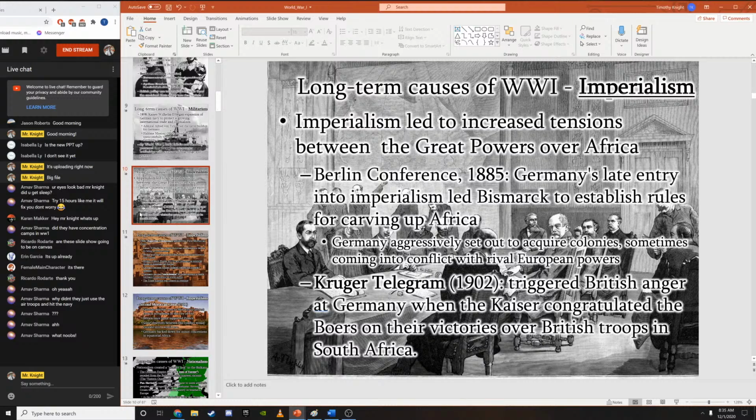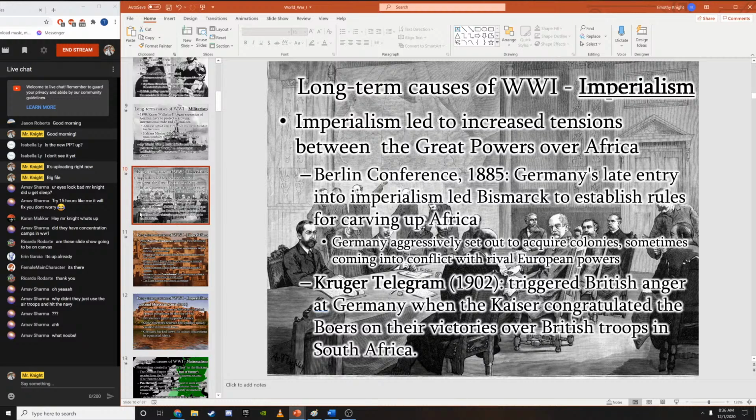Germany aggressively at that time set out to acquire colonies, sometimes even coming into conflict with rival European powers who were concerned about just how ferociously Germany was fighting to acquire these territories. And there was something in 1902 known as the Kruger Telegram, which triggered British anger at Germany when the Kaiser, Wilhelm II, by this point Otto von Bismarck has been fired, congratulated the Boers down in South Africa on their victory over the British troops.